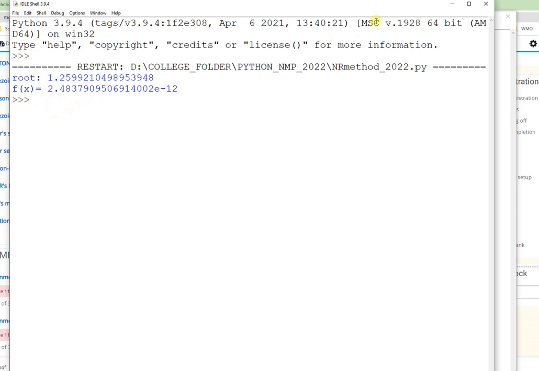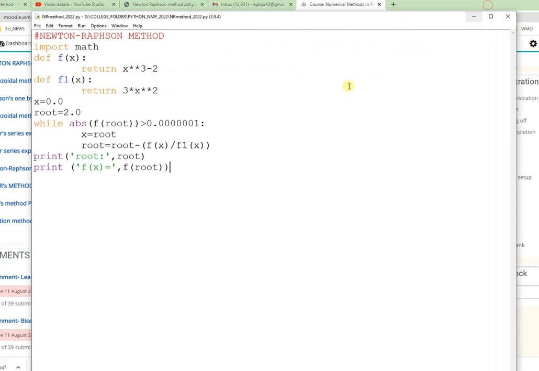So this is a solution of this particular equation. You can give any function here. The only thing is that the function should be differentiable, and you have to give the derivative of the function in this. Also you have to substitute the derivative of the function here. Okay, bye.